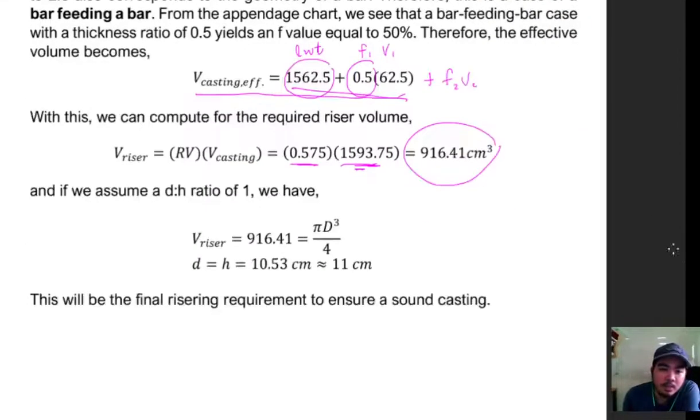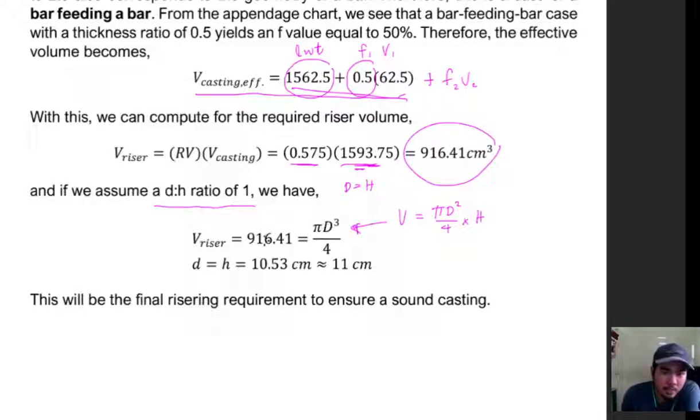So from the riser volume, if we assume a D to H ratio of 1, which means na yung D natin is equal to H, then we can say na the volume of a riser is just equal to pi over 4 D squared times H. And if it's equal, yung D and H natin, then this becomes pi over 4 D cubed. So kaya siya magiging ganyan.